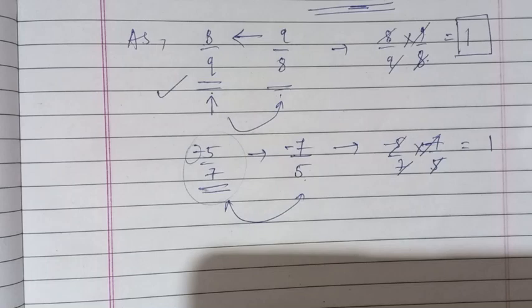So this is about negative of a number and reciprocal. In the next video, we will see distributivity of multiplication over addition for rational numbers.